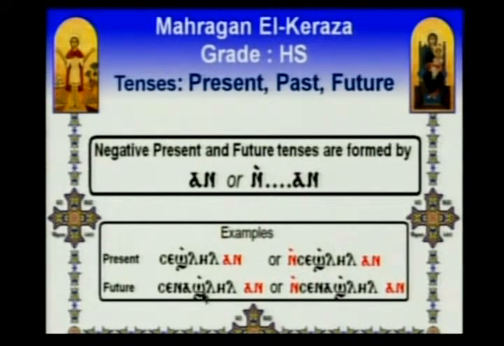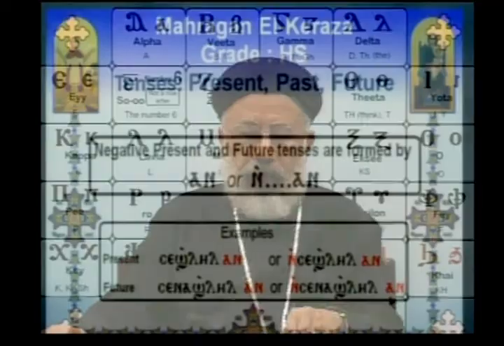The other example, the future: sena eshlil for the action itself, that they will pray. The negative would be sena eshlil on, they will not pray. For the present, it will be en say eshlil on. Here it's going to be sena eshlil on for the future, and en say eshlil on for the present.